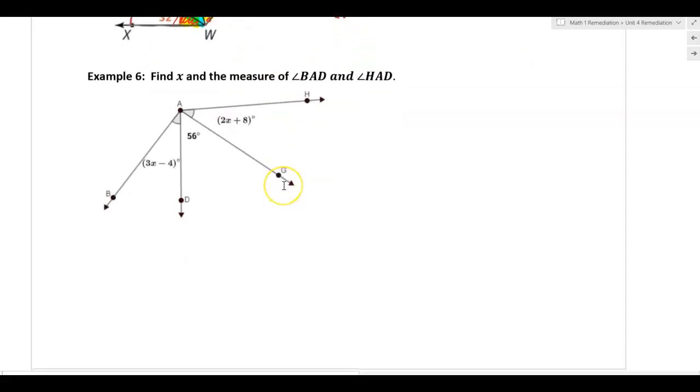Now, example 6: find x and the measures of angle BAD and HAD. Right away, I notice this angle is marked congruent to that angle. So I know angle HAG is congruent to angle BAD. If those angles are congruent, I know their measures are equal. So 2x plus 8 would equal 3x minus 4. Now I can subtract 3x and subtract 8. Negative 1x equals negative 12. And when I divide by negative 1, I get x is equal to 12.